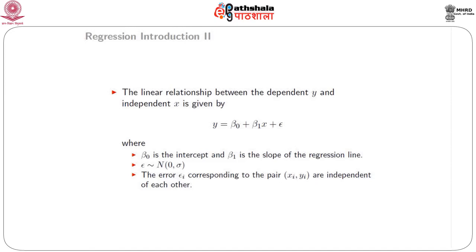Epsilon is the error term, and we assume that the error term epsilon follows a normal distribution with mean 0 and variance sigma square. The error epsilon i corresponding to the pair xi, yi are also assumed to be independent of each other.